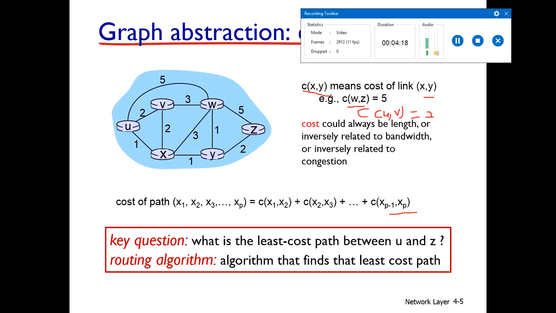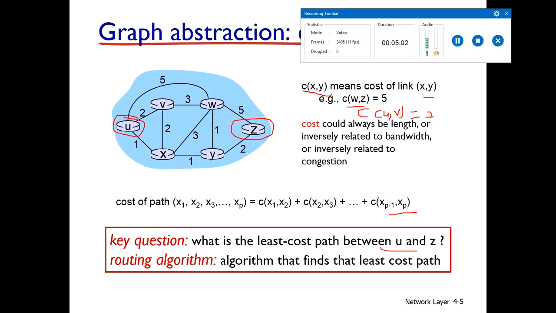Now, the question arises: what is the least cost between U and Z? How do we find it? Because if you see, the U router is at one end and the Z router is at the other end. So what is the least cost between these two routers? We can easily determine it here because we can visualize it and it's a small graph. But imagine the internet, the network of networks, when we are sending our data from, for example, Saudi Arabia to the other corner of the planet. So what is the least cost between U and Z and how do we determine it?